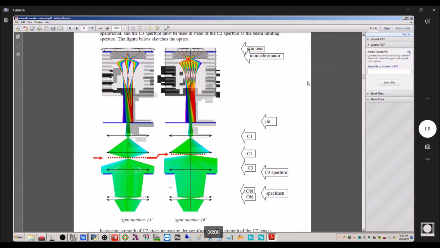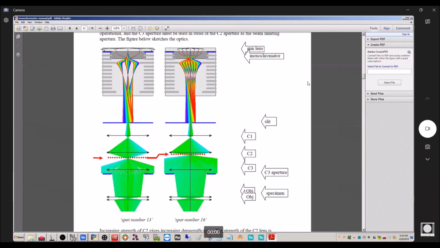Okay. So this is what happens when we're using monochromator spot size. We don't have the slit in right now, but the C1 lens gets set to basically spot size 11 value. So it's basically maxed out. And then we use C2 to act as the spot size control. Okay, so this is then controlling the demagnification of the image of the C1 lens right here. So this would be spot 13, this would be spot 16, right? Because the C2 lens is stronger here than it is here.